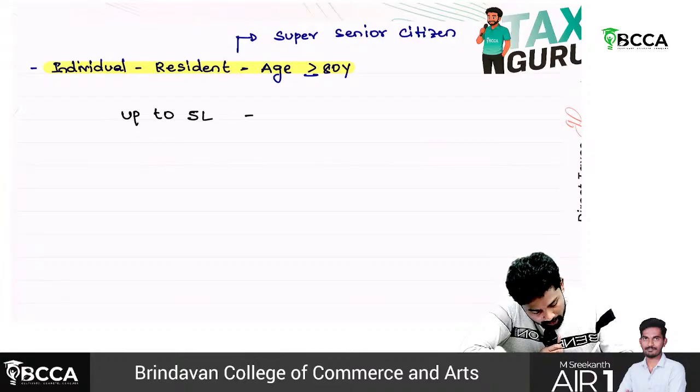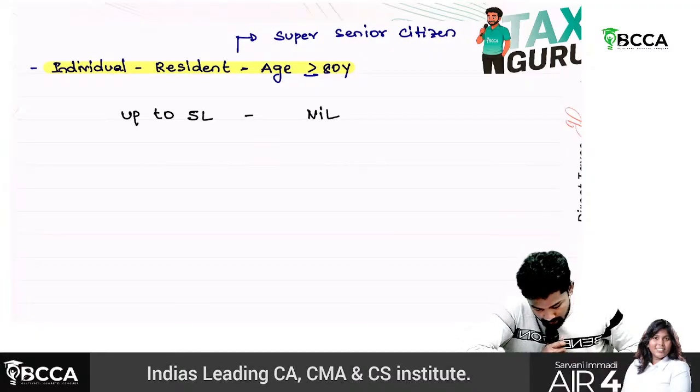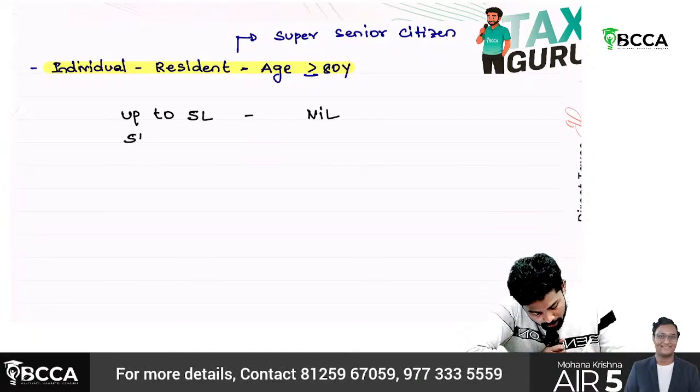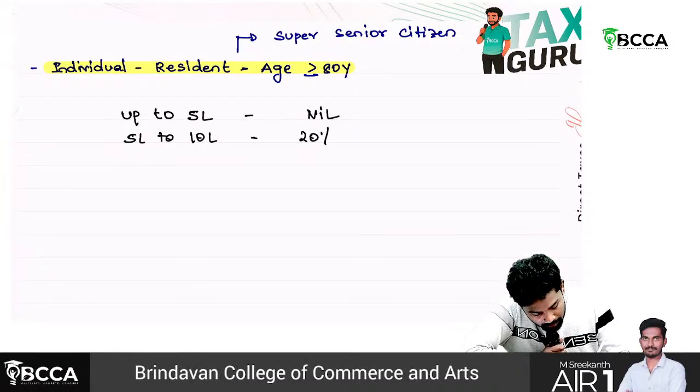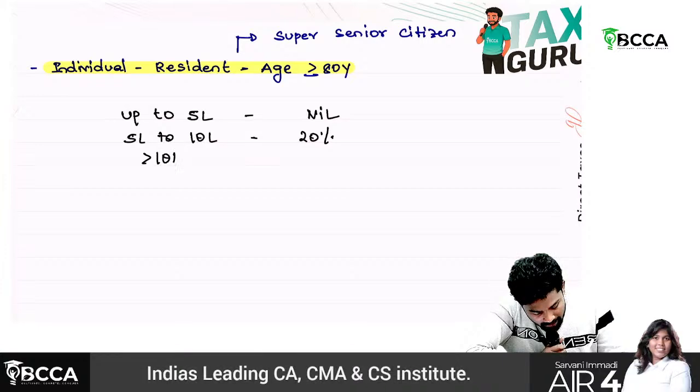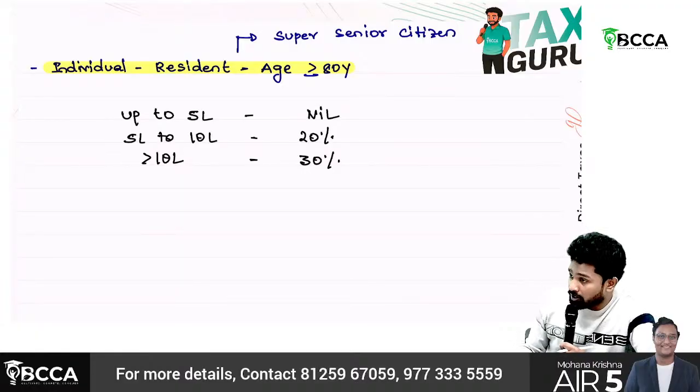Up to 5 lakhs, the tax rate is nil. Whereas the income is between 5 lakhs to 10 lakhs, then the tax rate is 20%. Where the income is greater than 10 lakhs, then the tax rate is how much? 30%.